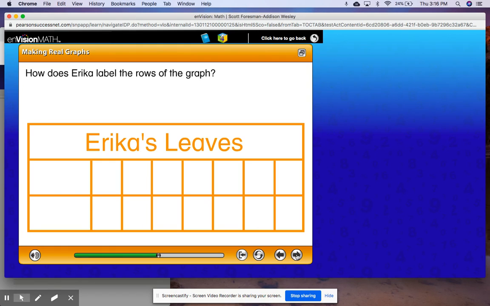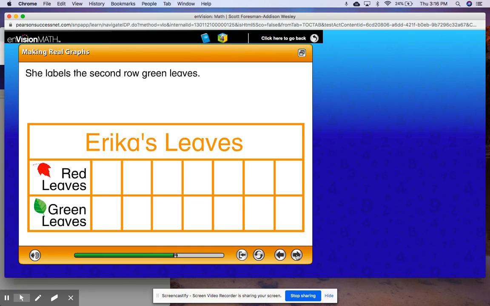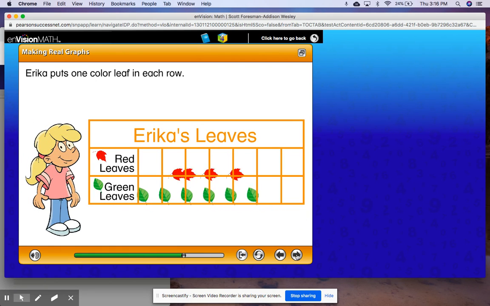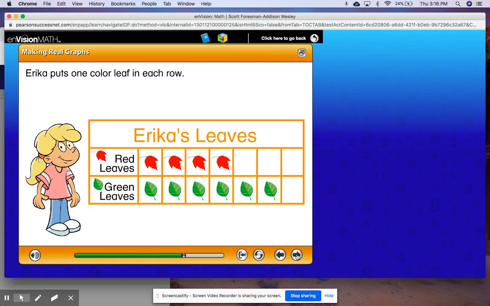How does Erica label the rows of the graph? Well, think about how she had separated her two types of leaves into groups. She labels the first row red leaves. She labels the second row green leaves. Erica puts one color leaf in each row. Are there more red or green leaves?